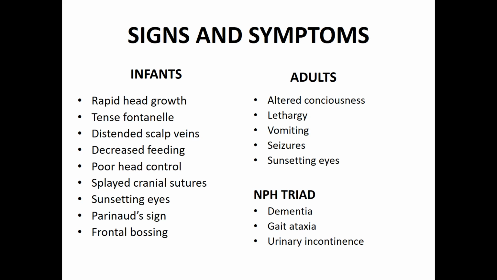The other type is normal pressure hydrocephalus. In normal pressure hydrocephalus, there is a triad of three things: dementia, gait ataxia, and urinary incontinence. So if a patient comes to you at the age of 50 or 60 years and the family is complaining that he is having forgetfulness, he is unable to walk and has a drunken gait, and he has poor control of urination, then you have to think about normal pressure hydrocephalus.